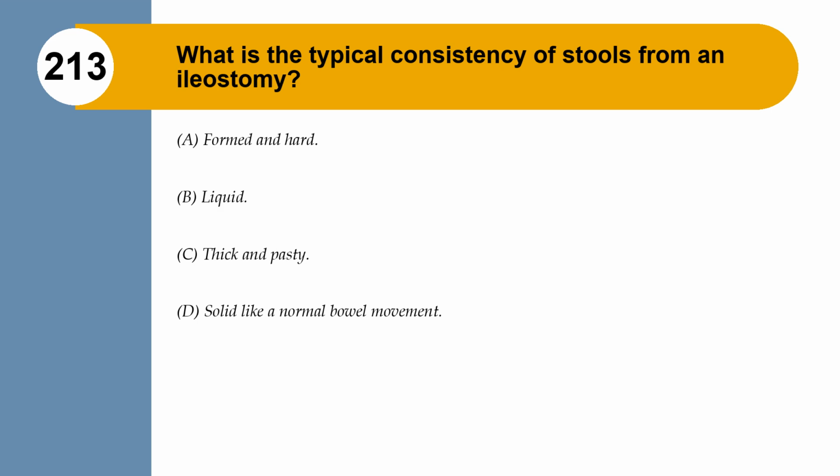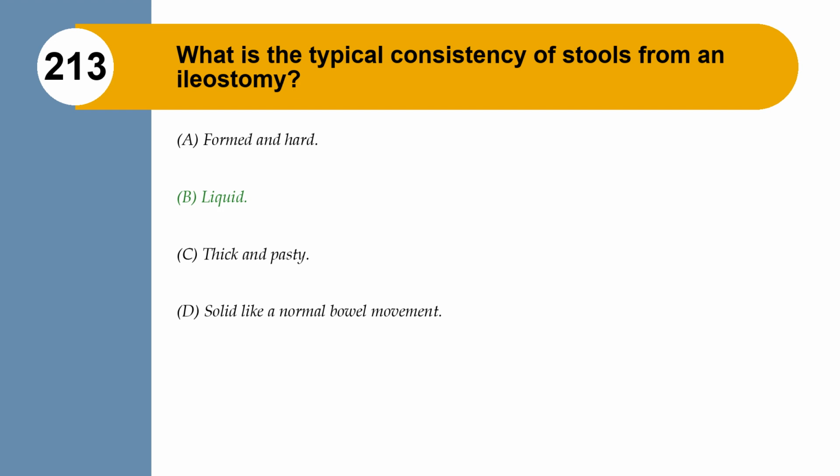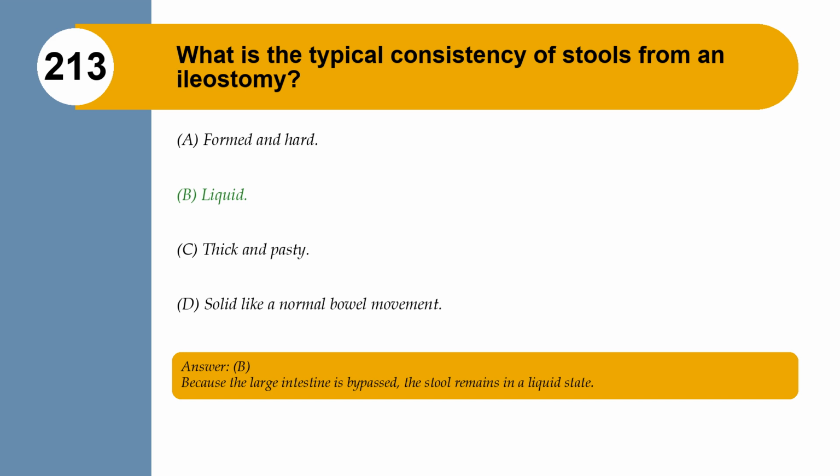Question 213. What is the typical consistency of stools from an ileostomy? Option A, formed and hard. Option B, liquid. Option C, thick and pasty. Option D, solid like a normal bowel movement. The correct answer is option B, liquid. Explanation. Because the large intestine is bypassed, the stool remains in a liquid state.